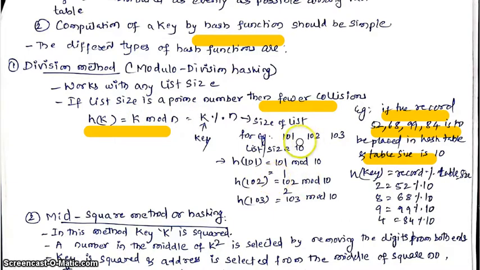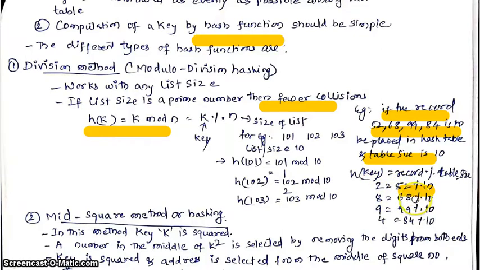So 52 modulus 10. 52 is an element or an item. Mod 10, where 10 is the total size. The table size is 10. So we get the key for 52 as 2. So we have generated the key for this item, that is 52.